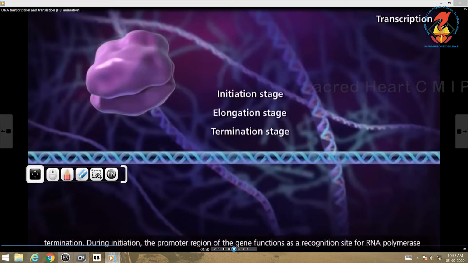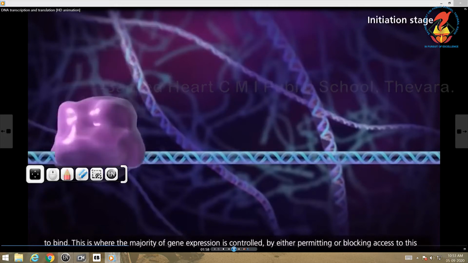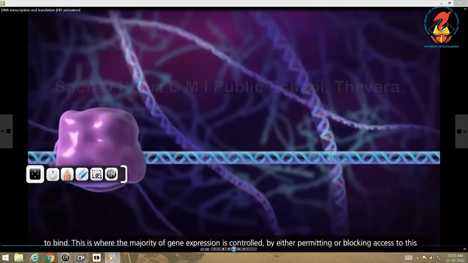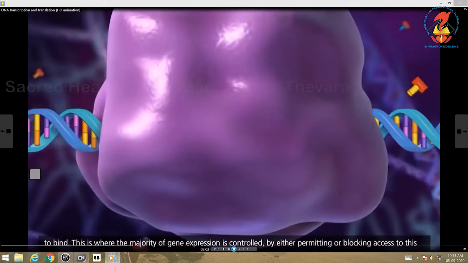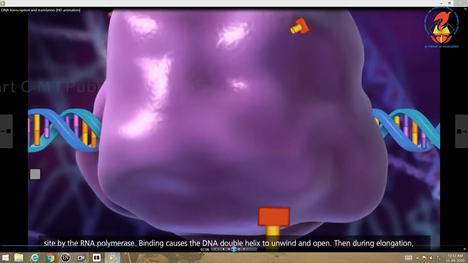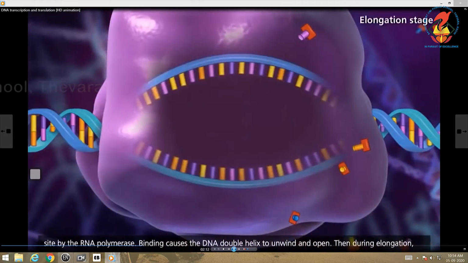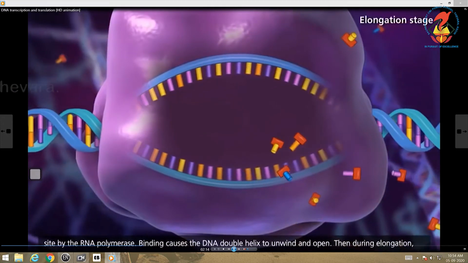There are 3 stages in transcription: initiation, elongation and termination. There is a promoter on the DNA. Now the RNA polymerase binds with the sigma factor and then binds to the promoter. Once it binds with the promoter, initiation begins. Initiation begins with the uncoiling of the DNA helix, and this uncoiling is only local.